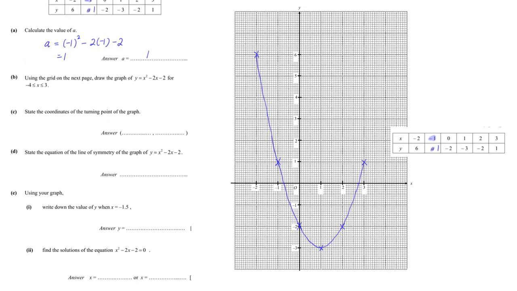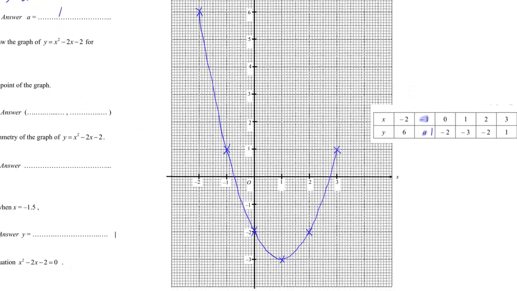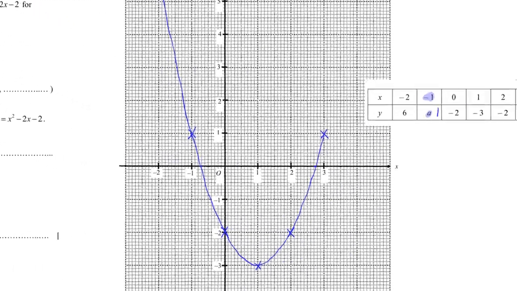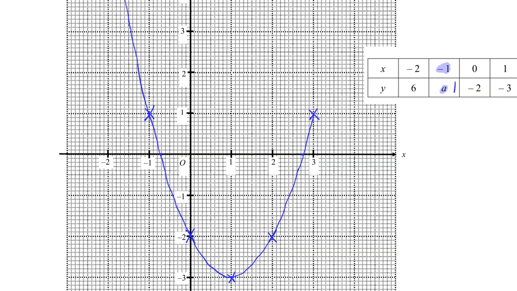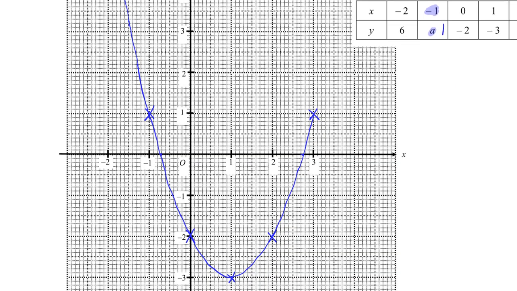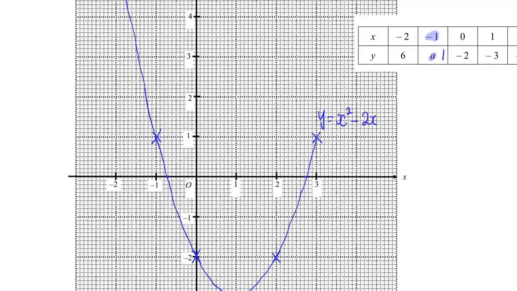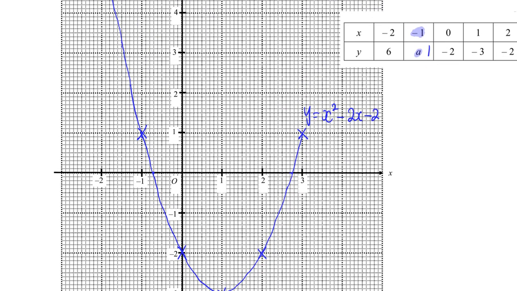the graph as such. Do remember to write down the equation of the line. Y equals x squared minus 2x minus 2. So this is something that we must always remember to write.